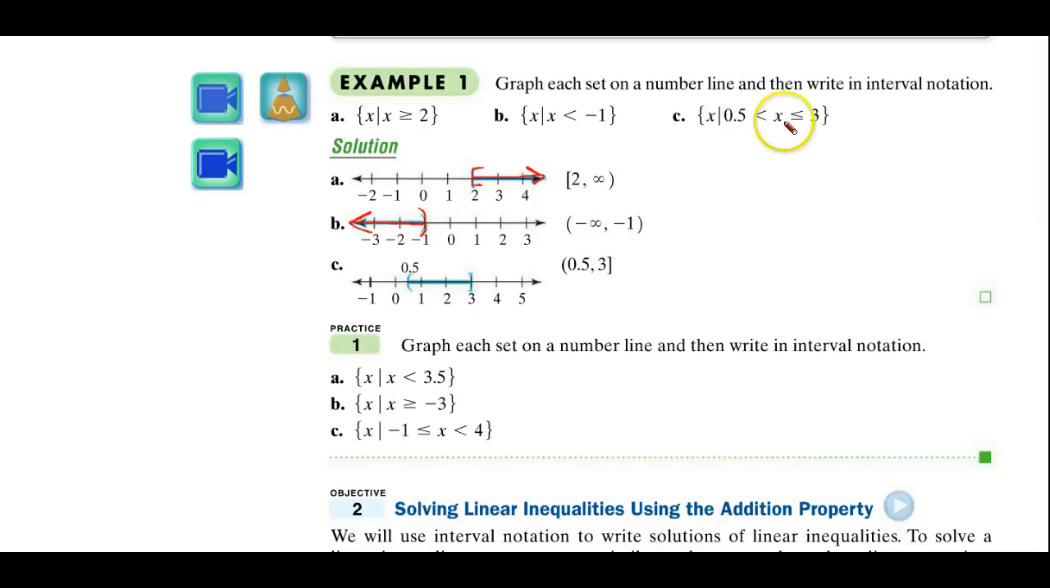Now this is a compound inequality. X is in the middle, so the number we're interested in on the left is 0.5. On the right is a 3. Notice this one has an equal sign, so this one has a bracket. This one has a parenthesis. Fill it in, and right from the graph, you can do your interval notation.